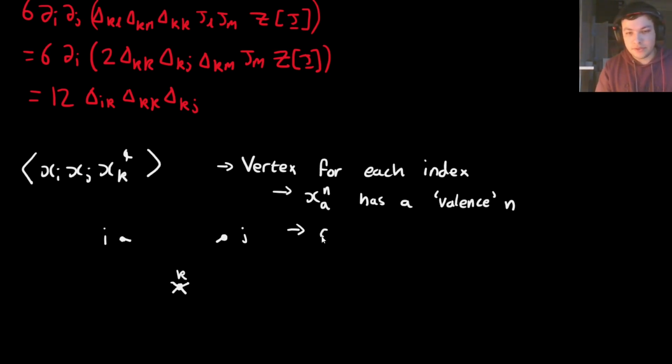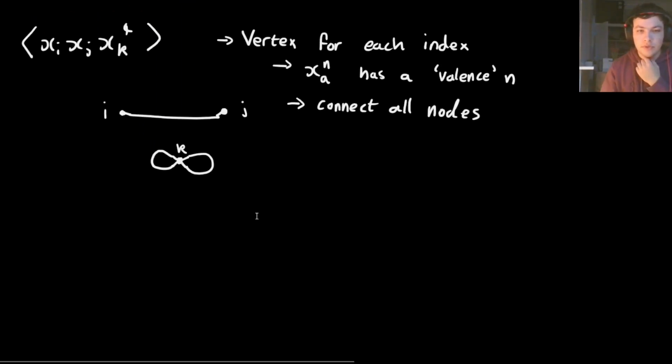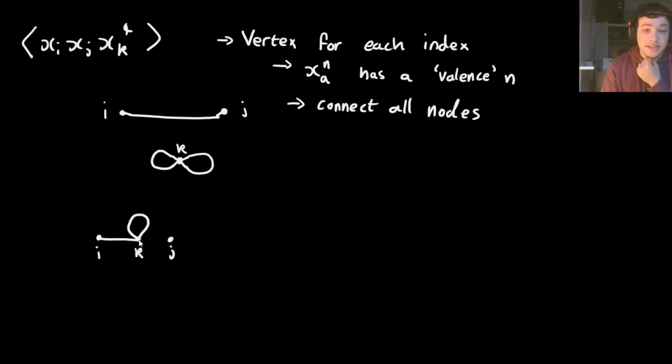Now what we do is connect all nodes. Now there are basically 2 ways we can do this. Either we can connect i to j like that and connect k to itself, or we can do ij, we'll put k in the middle now, and we connect i to k, we connect k to itself over the top, and then we connect k to j. So these are 2 graphs or diagrams.